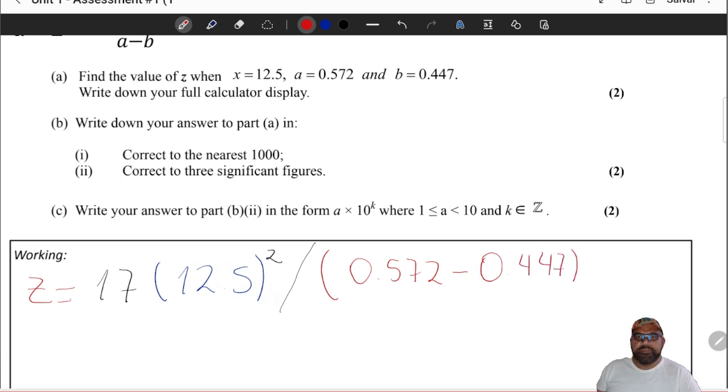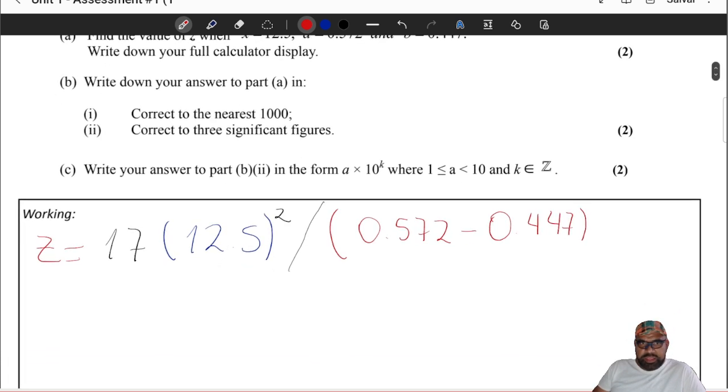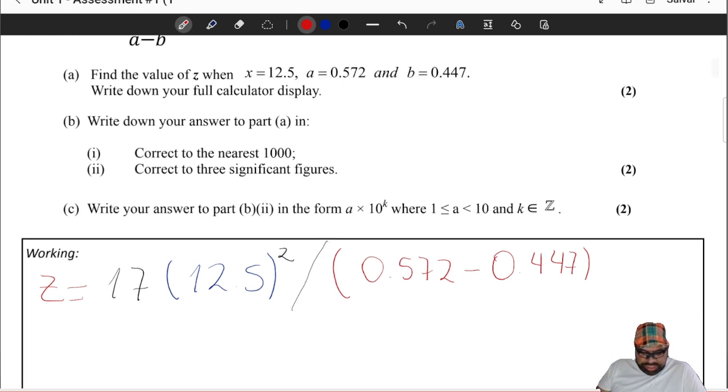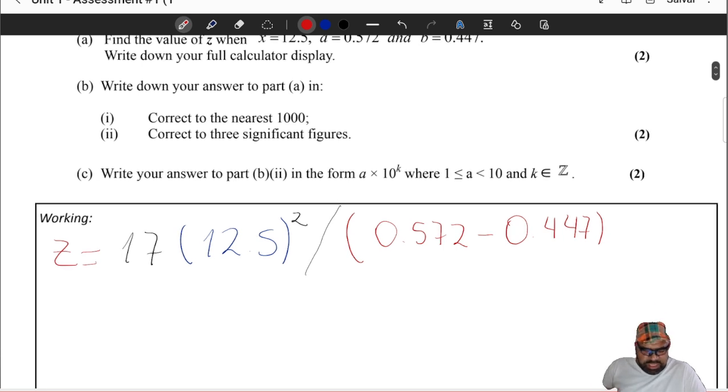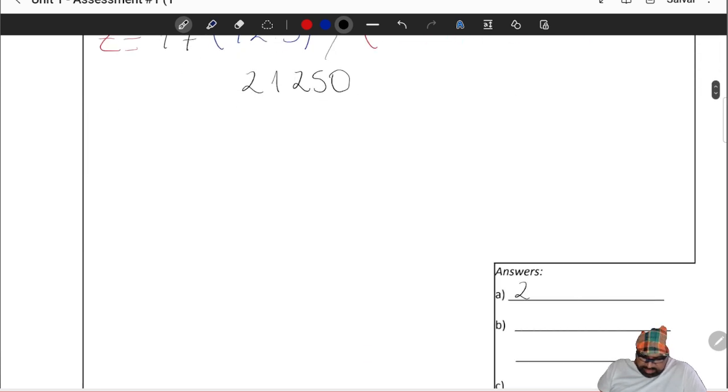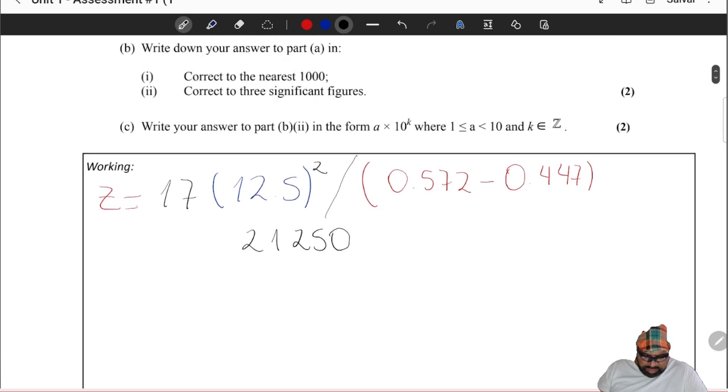0.447. Nice. This is the first situation here. You plug in the calculator, and here it's telling you to press enter and you write down the value, okay? The final value of your equation, as you complete this, is 21,250. Then A is done. You're right there, 21,250. A done.